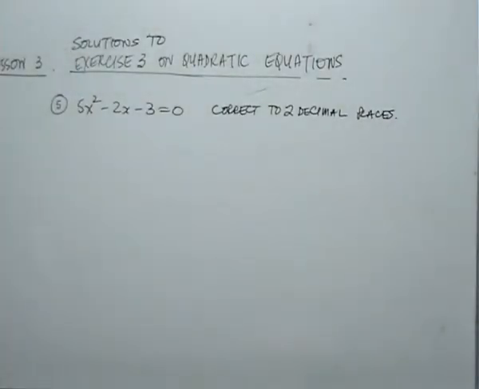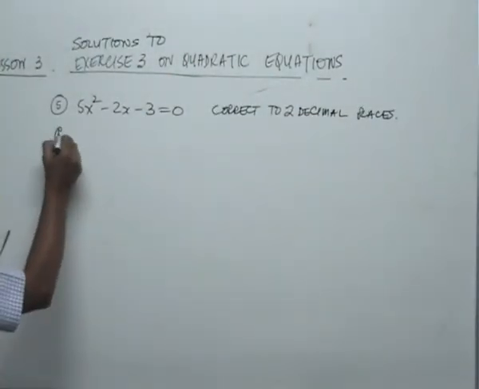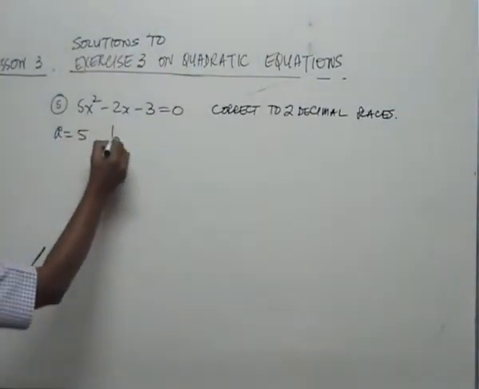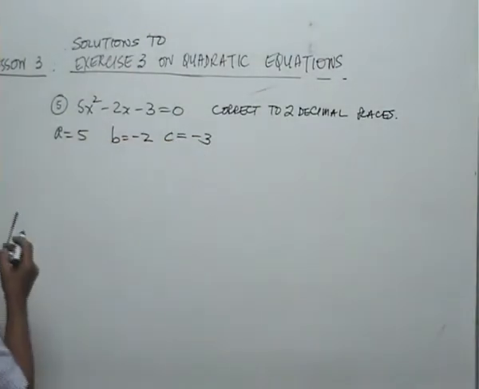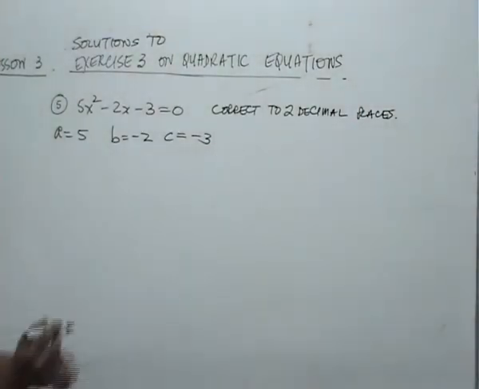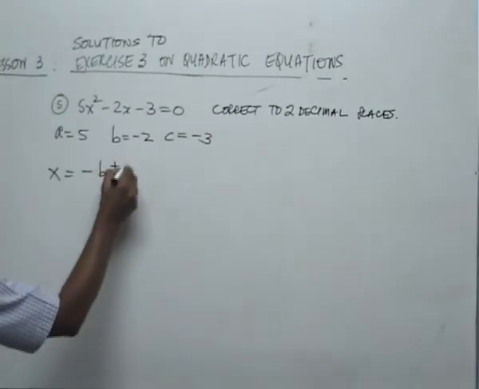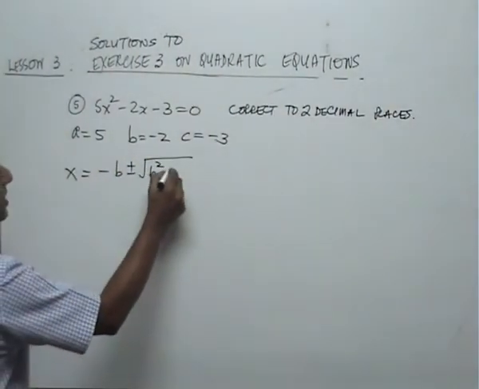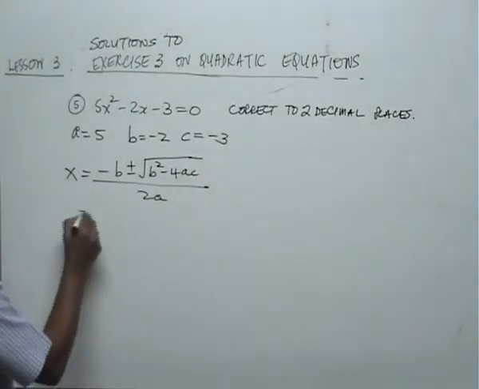Okay, so here we have number 5. 5x squared minus 2x minus 3 is equal to 0. So we're going to identify A. A is 5, B is minus 2, C is minus 3. We know that we have to use the formula here. Once I write that there, it means it does not factorize. x is equal to minus B plus minus the square root of B squared minus 4AC all over 2A.